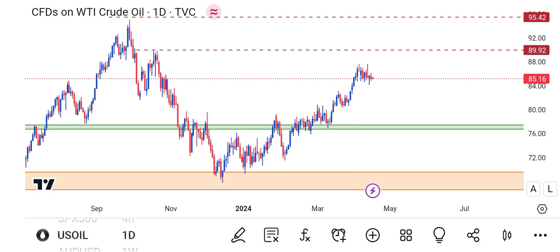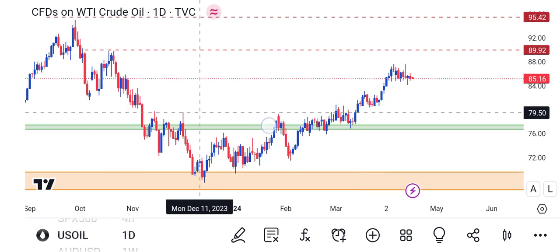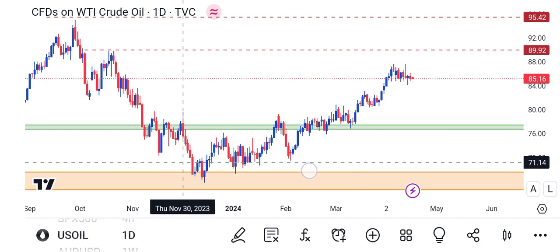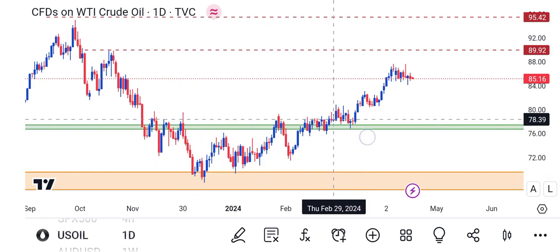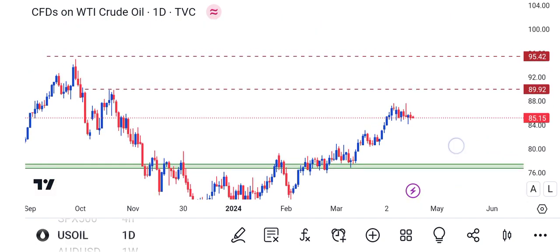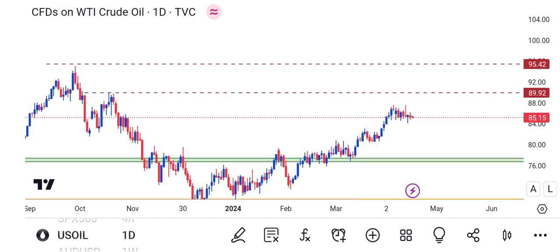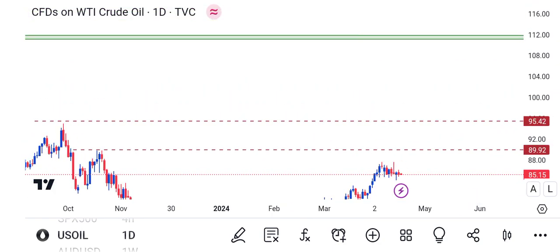So US oil gave us an inverse head and shoulders. It gave us the left shoulder, the head, that it broke above. So I'm expecting US oil to go up, but I'm expecting some form of resistance at $89 and $95. Once we can clear $89 and $95, we should be heading to $110 per barrel.